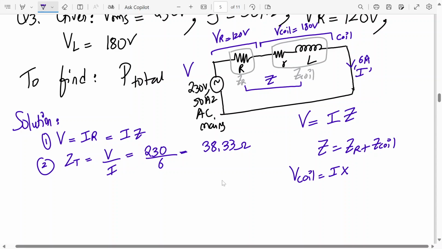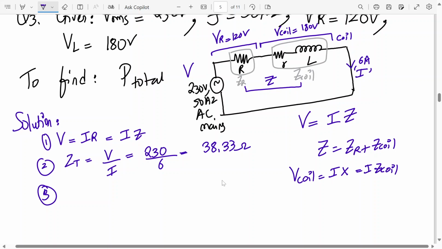Okay, so how will you find this? V coil is given to you, right? The current will remain the same, so we can find the impedance. So this will be I into Z coil. That was the total Z, this is Z coil. So that is not known to you. We have to find the value of what now? Z coil.